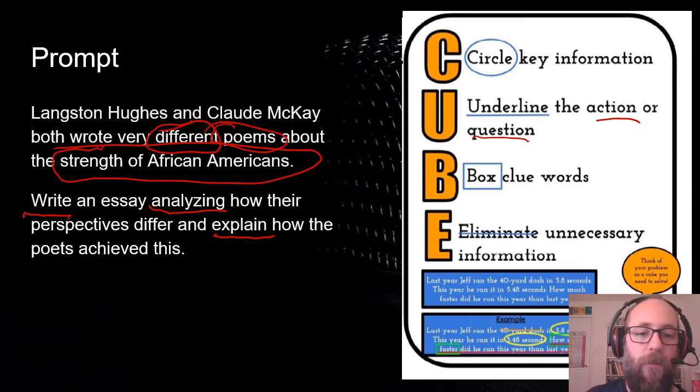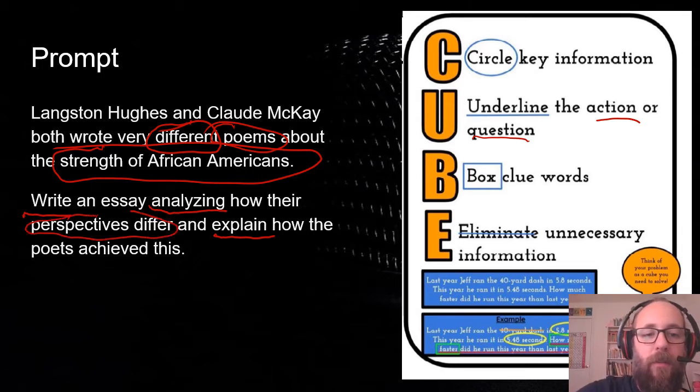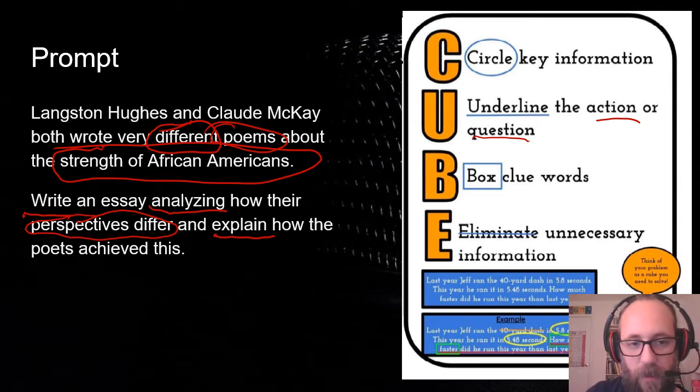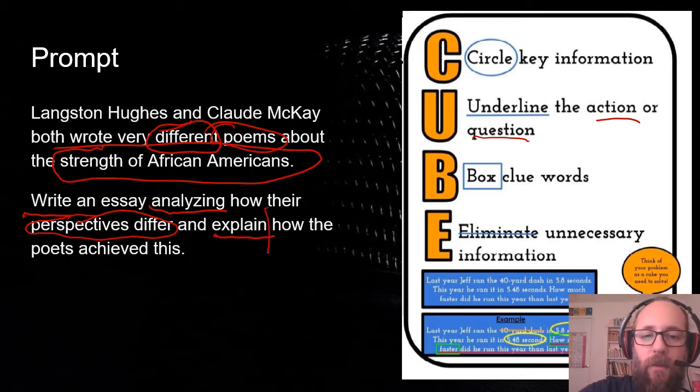What is some other key information here? We talked about different poems, strength of African Americans, how their perspectives differ. Okay, so let's circle this. Perspectives differ, and explain how the poets achieved this. Their perspectives differ. How the poets achieved this? What does that mean? That sounds like a clue to me. How the poets achieved this. I'll have to think about what that means.